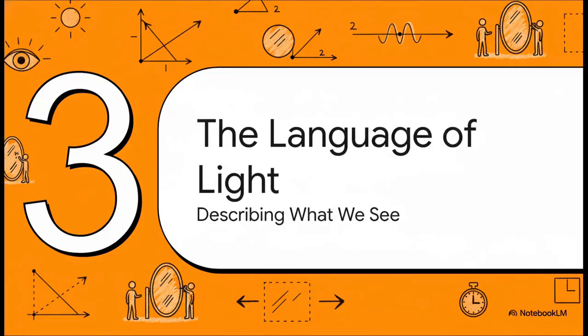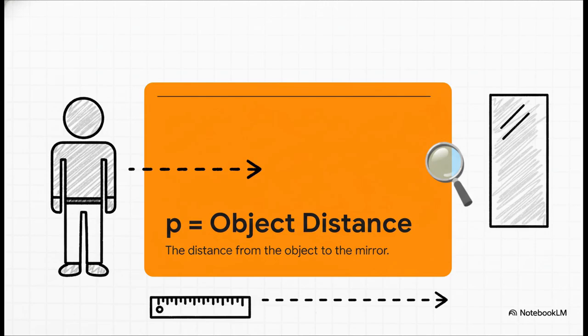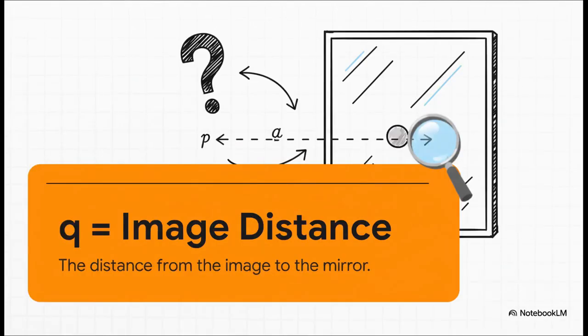Now, if we want to talk about these images like a physicist, we need a language for it. And that language is built on just 4 simple variables that can describe any reflection perfectly. First up, we've got P. That stands for object distance. It's just how far you, or whatever the object is, are standing from the mirror. Easy enough, right? Next is Q for image distance. This is how far your reflection seems to be from the surface of the mirror. Now, your gut might tell you it's the same as P, but is it really? We're about to find out.